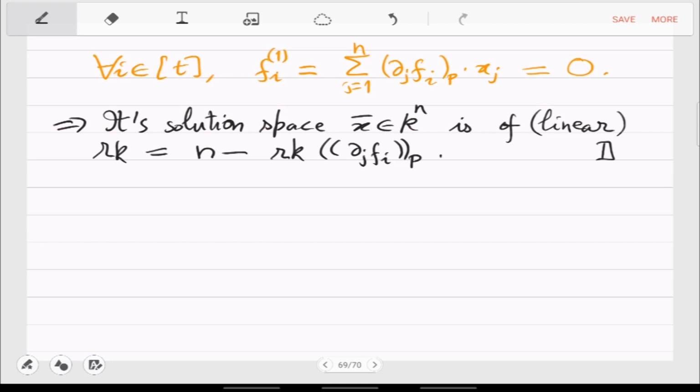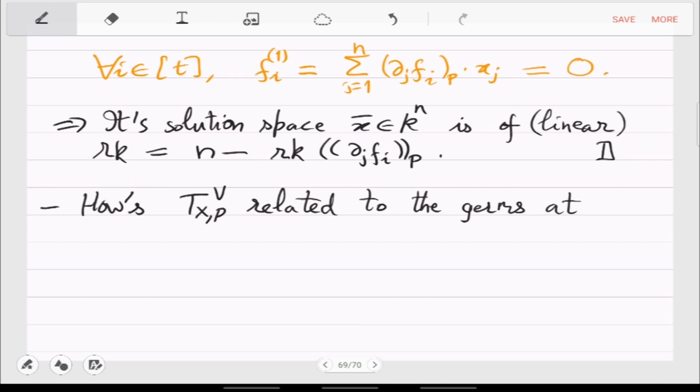Fine, next proposition will be about the dual space. So how is the dual space related to the germs? The tangent space somehow is approximating the variety, and the functions on the tangent space, which is the dual, should somehow be approximating the functions which are defined around P. These are the germs, right? So what is the relationship?